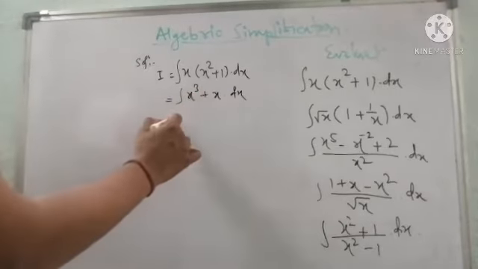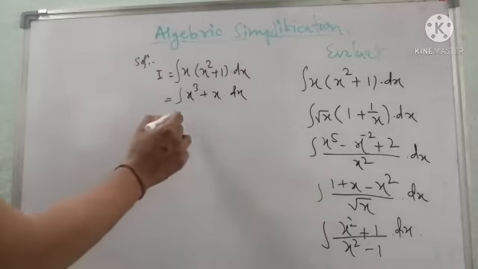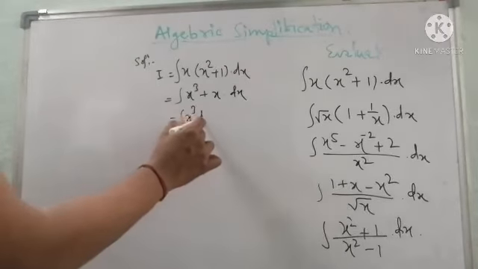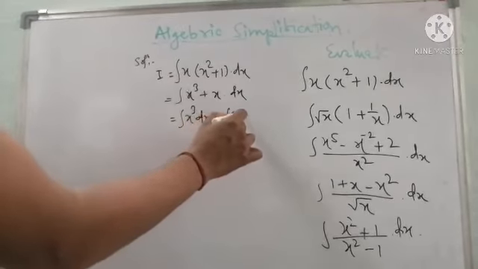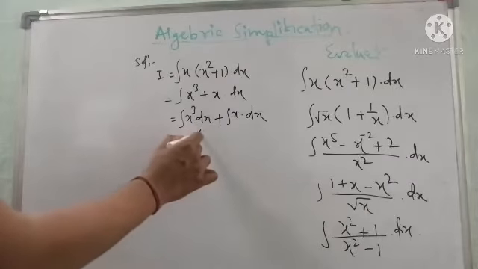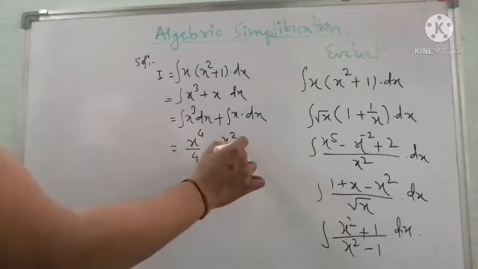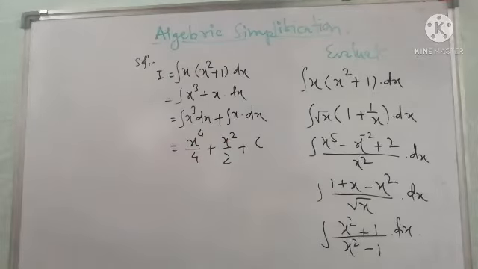Now this is simplified into an addition of terms, so by using the rule of integration we take separate integration of each term. First the integration of x cube with respect to x, plus the integration of the second term with respect to x. As x cube is a power term, its integration will be x raised to 4 upon 4, plus the integration of x is x square by 2, and never forget to put the constant of integration c after completion of integration.